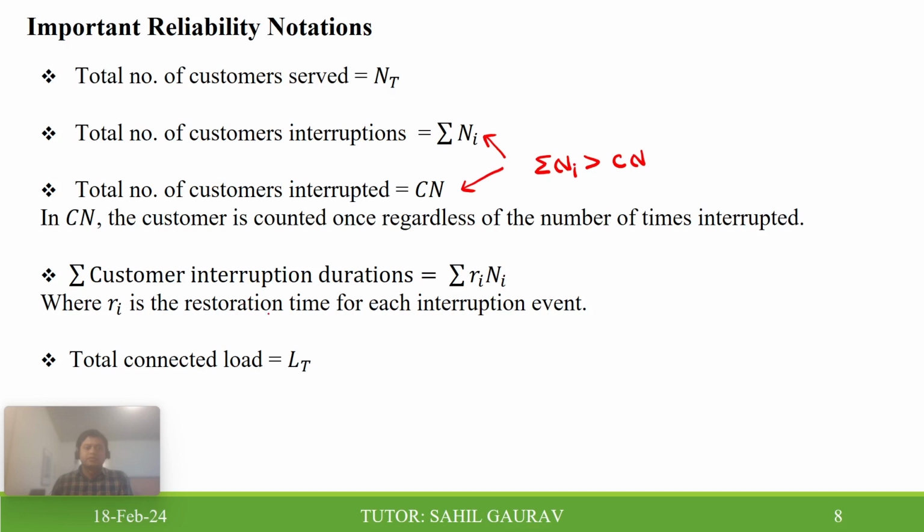And then we have the customer interruption durations, that is sigma Ri, you multiply the restoration time or repair time with the total number of customer interruptions. And then we have the total connected load, which we denote as LT, and the total number of customers served, that is NT.